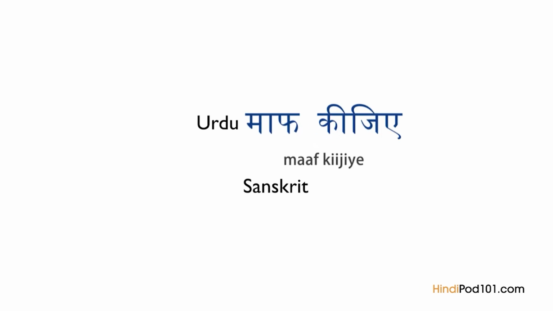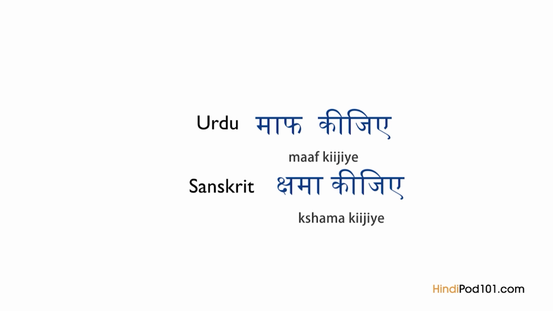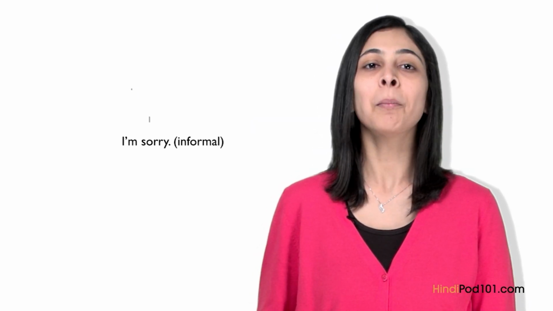In Hindi, we have many synonyms for a single expression, usually a more colloquial Urdu form and a Sanskrit form, which is used in more formal situations. This is the case with I'm sorry as well. Maaf kijiye is the Urdu form and the corresponding Sanskrit form in Hindi is Kshama kijiye. The informal way to say I'm sorry is maaf karo. Similarly, we could also say Kshama karo.